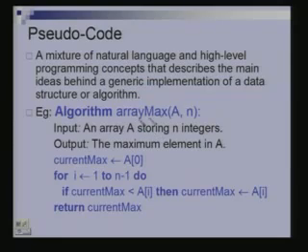So what is this algorithm doing? This algorithm takes an array A, which stores n integers in it, and it's trying to find the maximum element in this array, right? What I have written here is not a program, because I think the syntax is all wrong, but it is pseudocode. It is a mixture of natural language and some high level programming constructs.